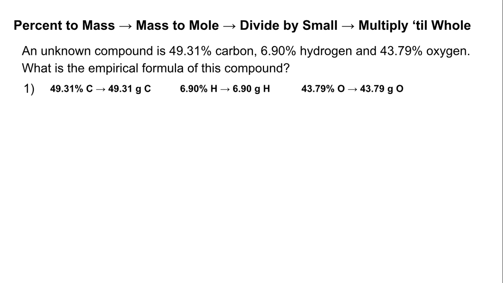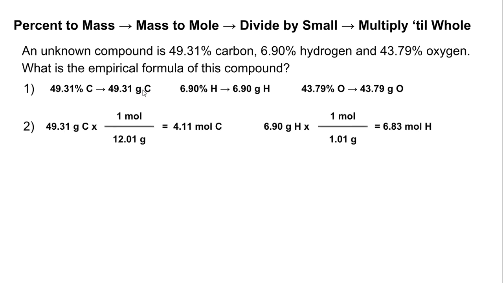All right, step 2 is mass to mole. I'm going to take my masses and convert those to moles using the molar mass of each element. So I'll use the molar mass of my carbon, I'll use the molar mass of my hydrogen, and I'll use the molar mass of my oxygen to come up with the number of moles for each one of these babies.